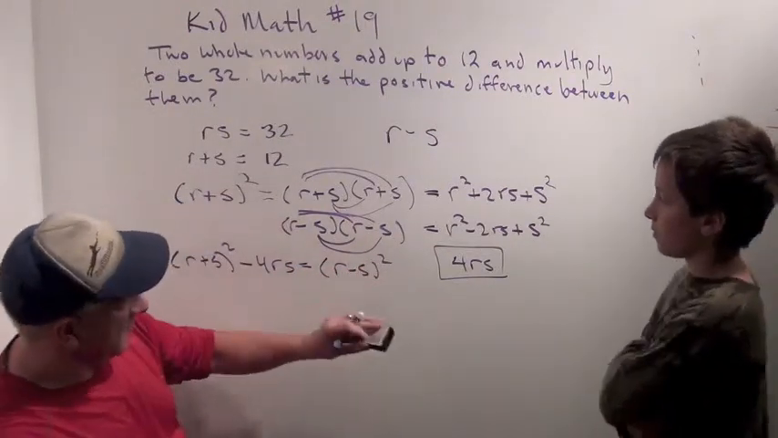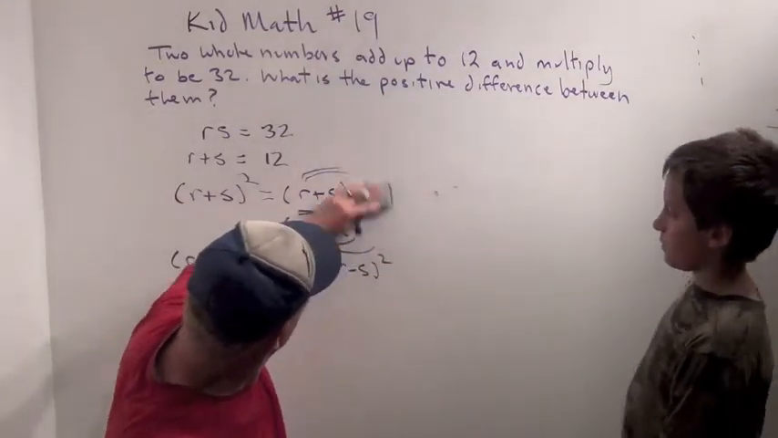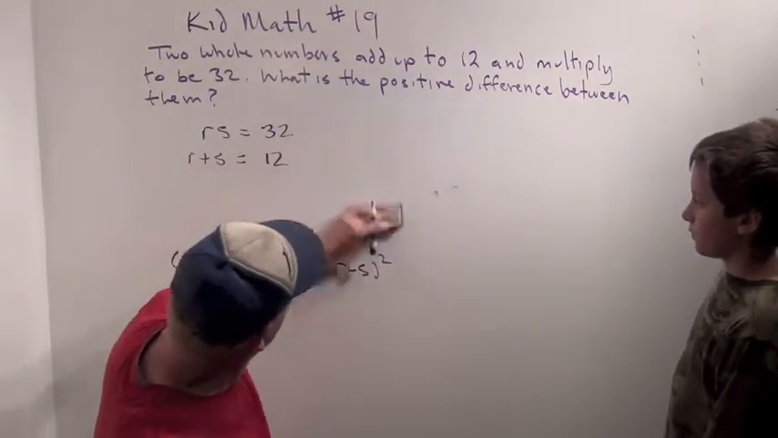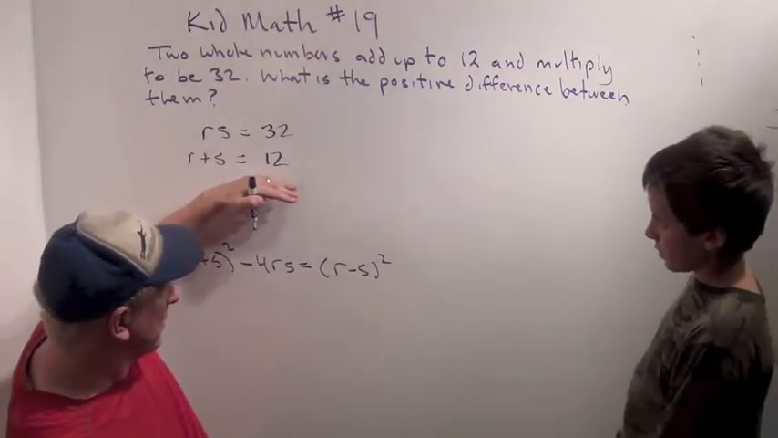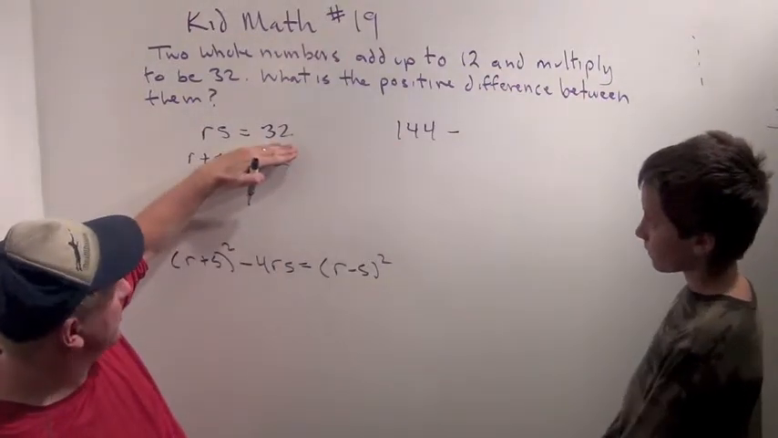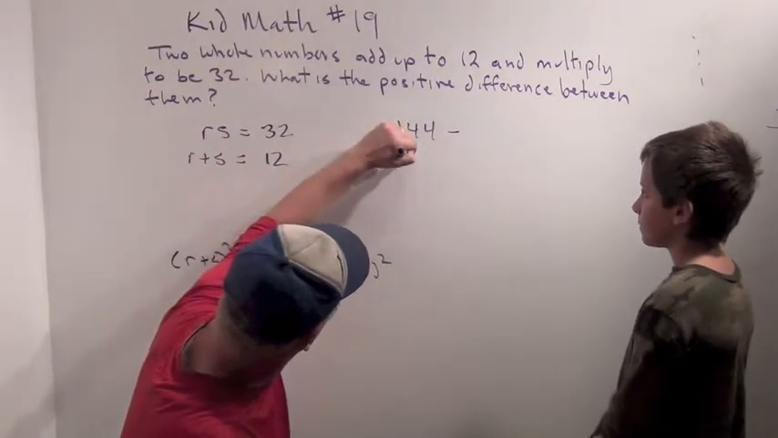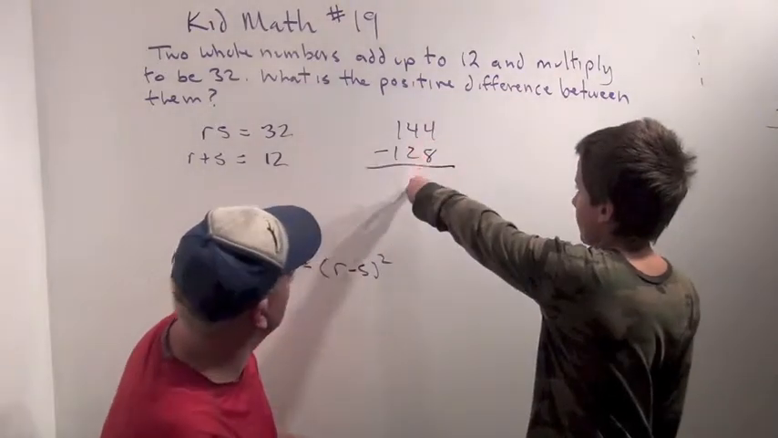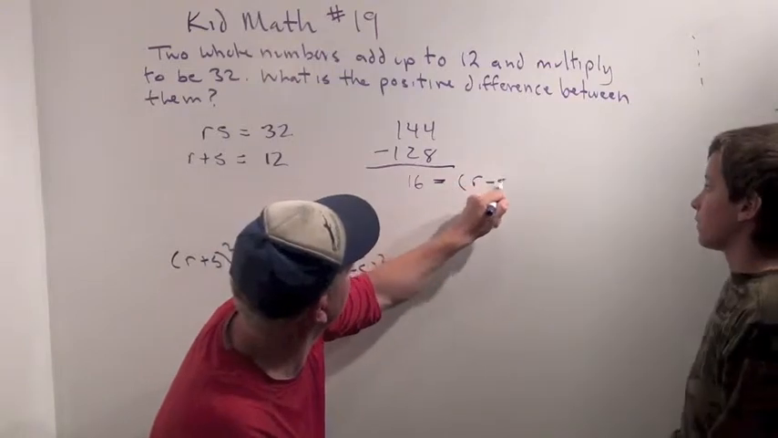Sorry, I have to erase. And what's neat about this is we're going to solve for r minus s squared without even knowing what r and s are. R plus s squared is 12 squared, which is 144. 144 minus 4 times 32. What's 4 times 32? It's 128. Minus 128. What's 144 minus 128? 20 minus 4, which is 16. 16 is r minus s squared.